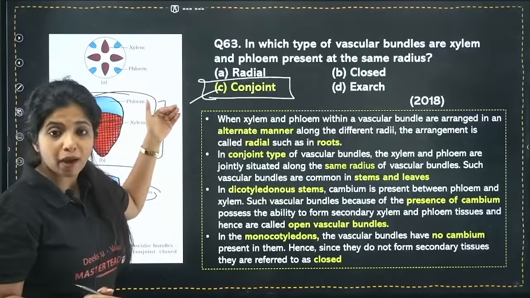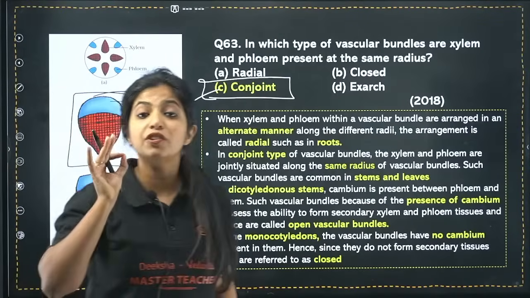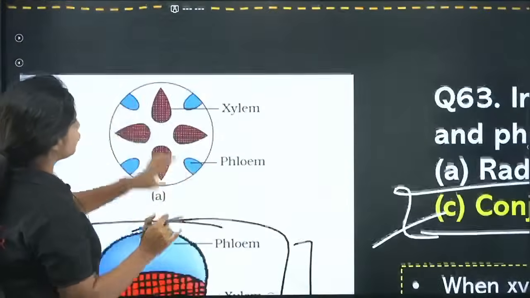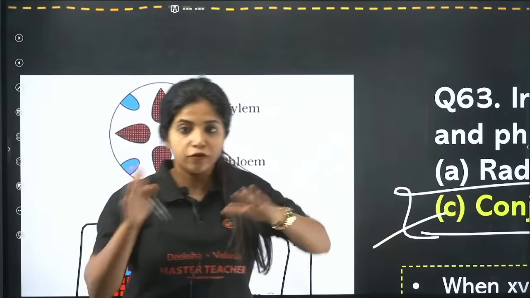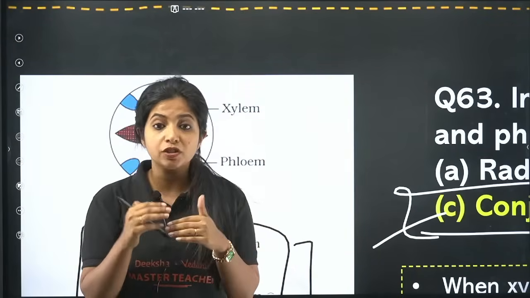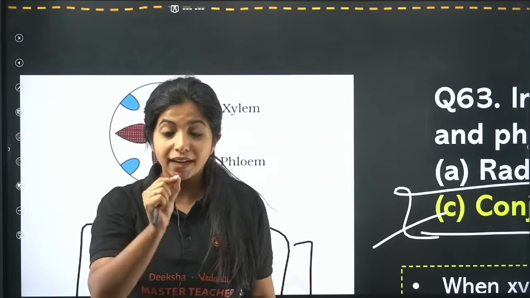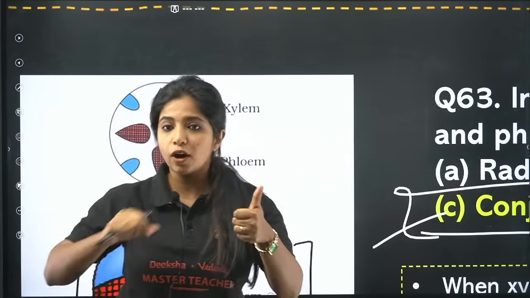What about the root, ma'am? Root, R for root and R for radial arrangement. Here the xylem and the phloem are going to be in an alternate pattern, xylem, phloem alternatively. They are not going to be conjoined. Radial root, always remember. Now you have dicots and you have monocots.